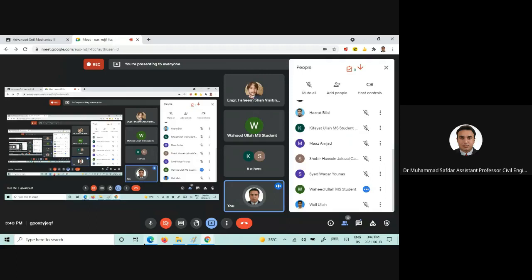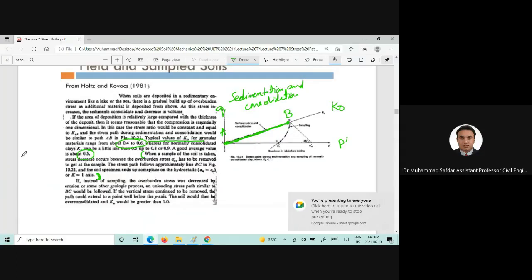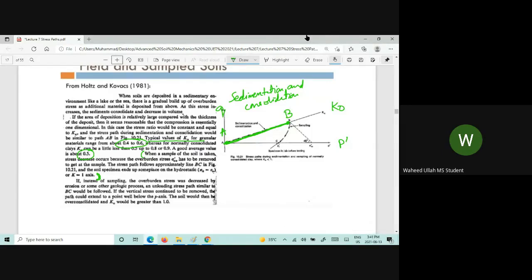Yes, please. So you can read from when a sample of soil is taken, what happens now? When a sample of soil is taken, stress decrease occurs because the overburden stress has to be removed to get at the sample. The stress path follows approximately line BC in figure 10.21, and the soil specimen ends up someplace on the. Okay, thank you very much, Wahid.